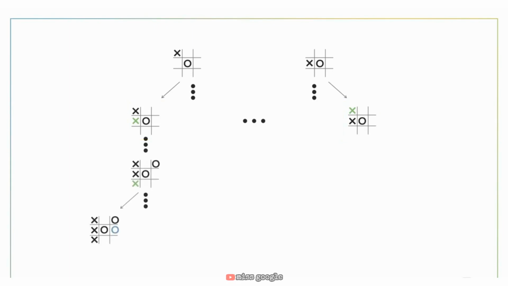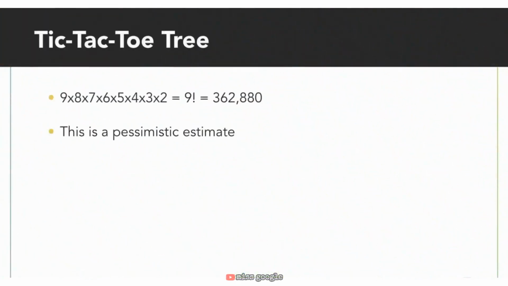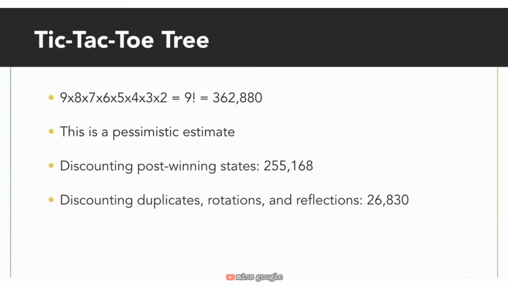If we naively count all possible moves, we would include illegal states to the count, such as this one, which would follow the victory of X. With all of this in mind, our estimate may be refined to discount post-winning illegal states, and the count would go down to about 255,000. And if we are clever and discount duplicates, rotations, and reflections, we may make a nearly tenfold improvement.